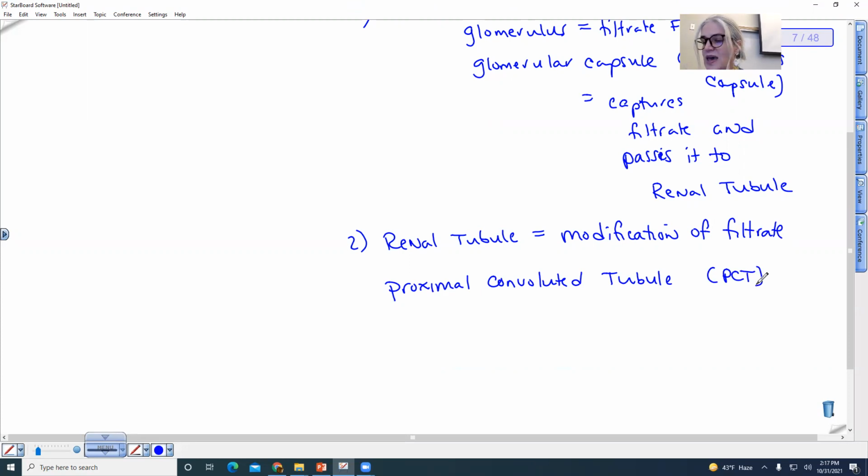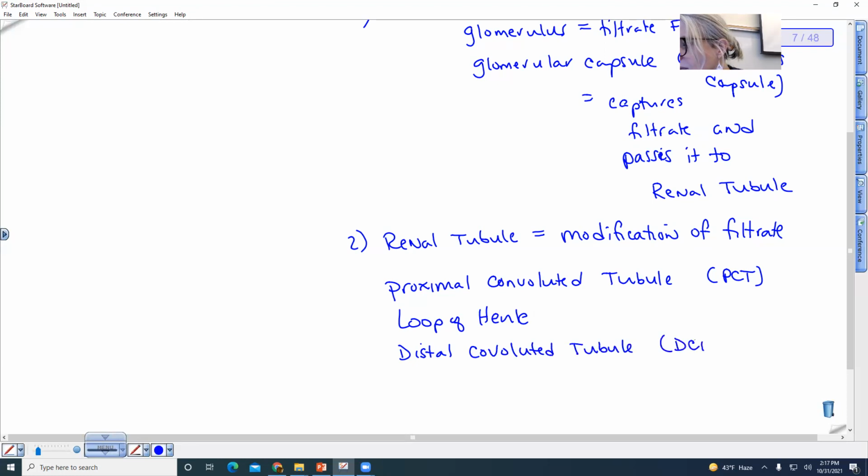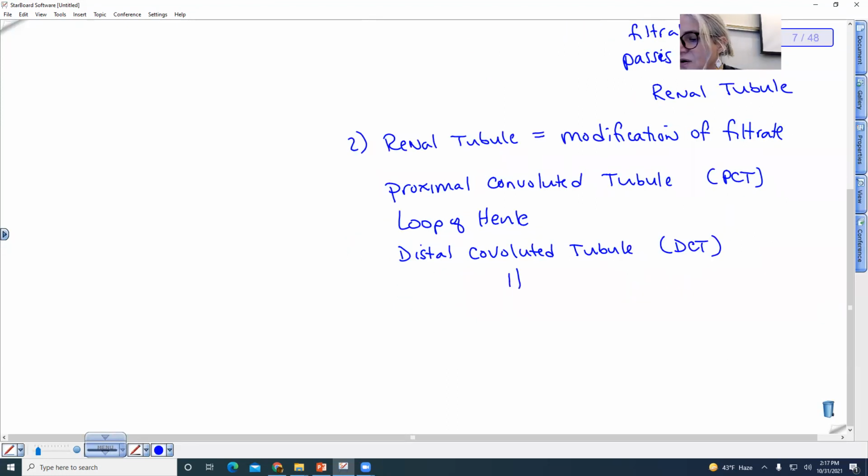And then in some cases, we have what is called the loop of Henle. That's also a person's name. We're going to talk about the loop of Henle. And then we have the distal convoluted tubule, or the DCT. And then this drains into a collecting duct. There's actually more than one nephron connected to each of the collecting ducts.